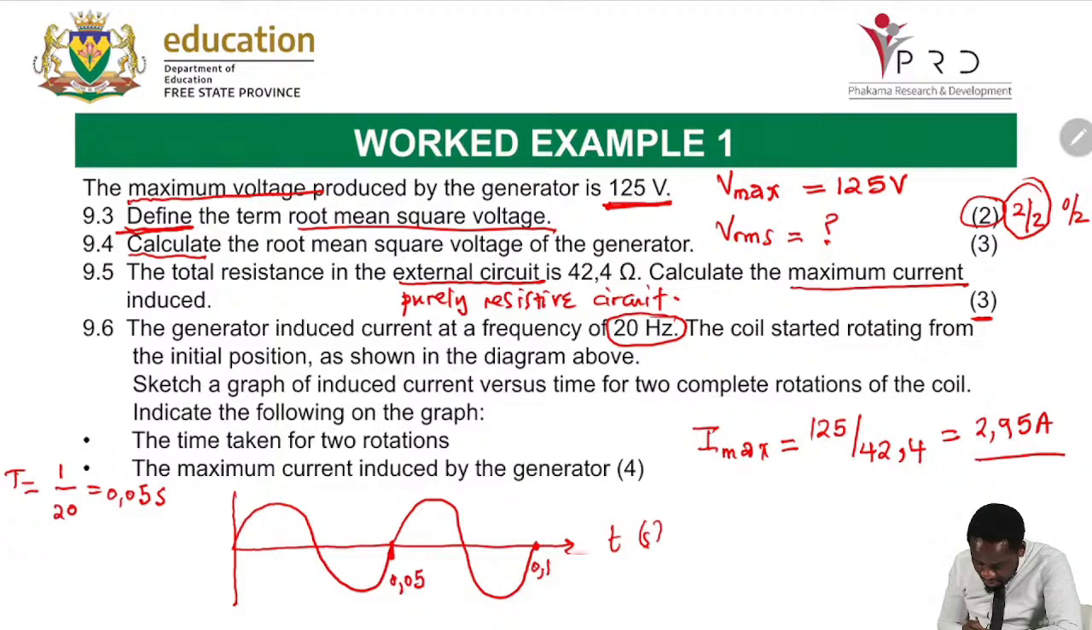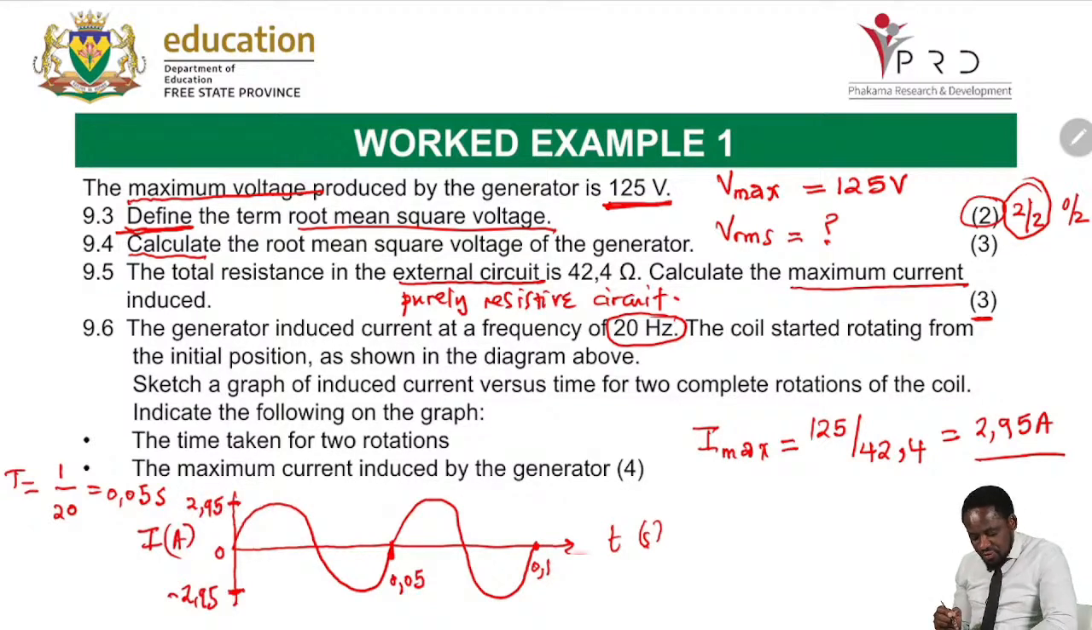And then the maximum current induced by the generator. So this is current in amperes. That's 0 there. So our maximum will be negative 2.95 in the other direction, and then positive 2.95. So the magnitude of the peak current is the same, but in the opposite direction after every half cycle, because it is a typical example of an alternating current generator.